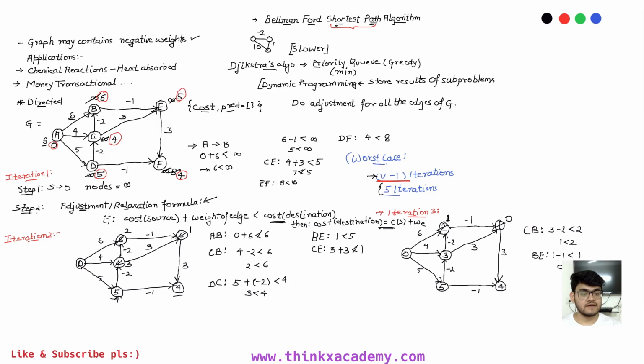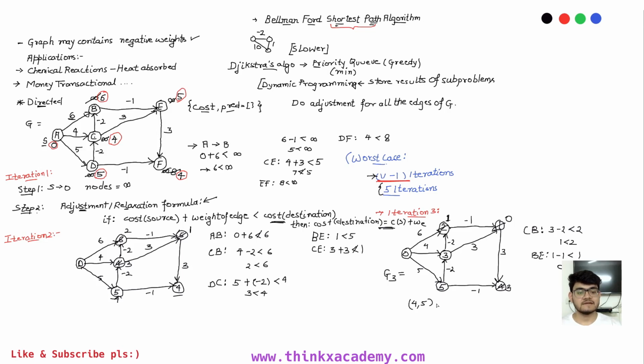So again we have 0 plus 3 here. 0 plus 3 is less than 4, so it will become 3. So after this iteration you will get a graph with these distances, and you can observe that no more adjustments will change this graph. This graph G, which we have obtained at the third iteration, I'm going to call G3. This graph is going to remain the same. You will observe that even if you do more adjustments, this graph will not change in iterations 4 and 5.